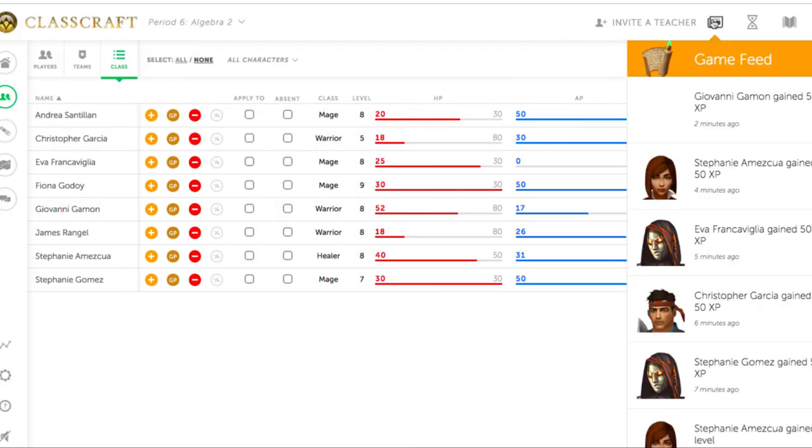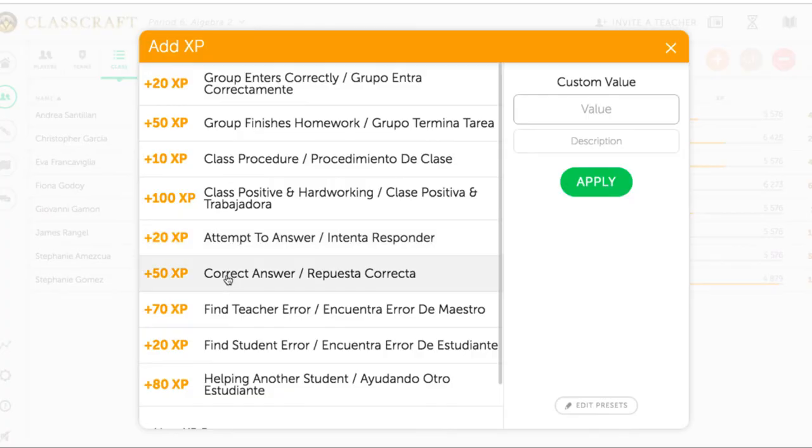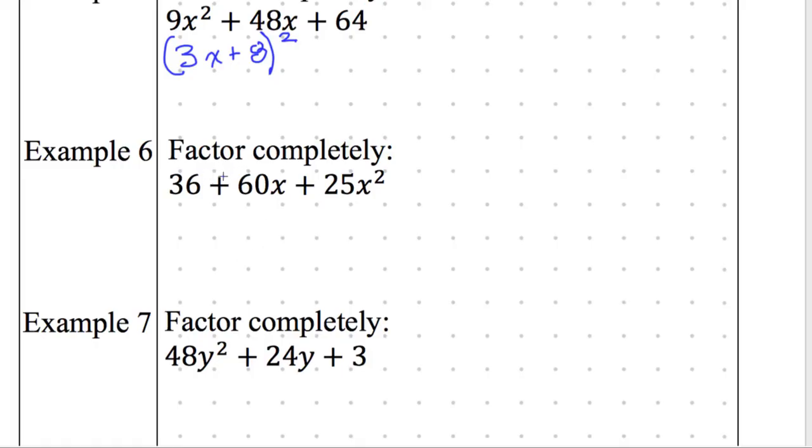Did I give you your XP? I did not. All right, so example 6. Who wants to factor this one for us? Eva. 6 plus 5x, quantity squared.